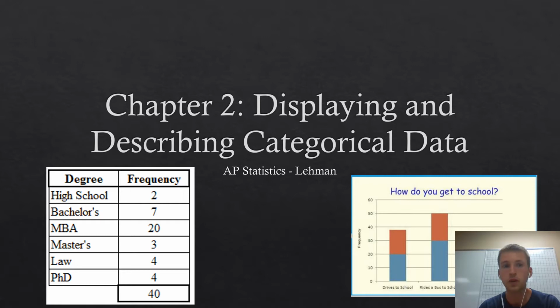As you might recall, categorical data is probably what you thought of as qualitative data in the past. It's things that we can't necessarily take the average of. Instead, things fall into categories. So for example, high school degree, bachelor's, MBA, master's, law, and PhD. Those are all examples of categories for level of education. And then within each category, we have frequencies. So that's what we'll be talking about today.